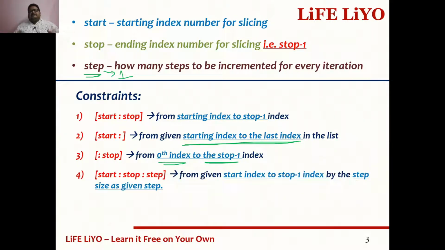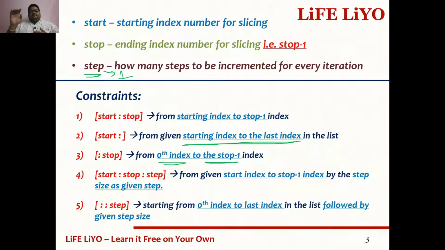If you define start, stop and step, then the starting index will be considered and stop minus 1 will be considered, and the step size tells us how many steps have to be iterated after each and every operation. I will tell you in the next example. Next, if you don't define the start and stop, by default they will consider from the 0th index to the last index, and if you define only step, based on those steps it is going to be sliced.